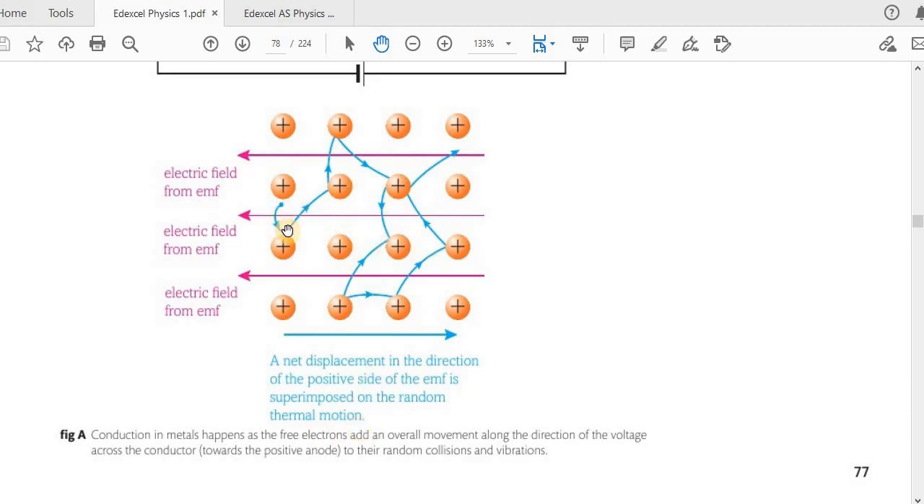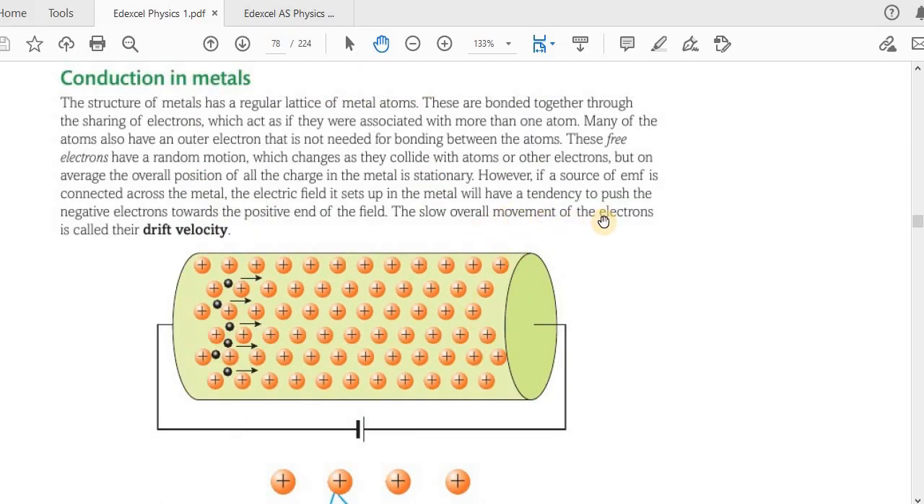Now see, this is the electron, it's moving here, but it is attracted to the positive side. So it doesn't go in a straight line like this, because there are other electrons and also metal ions. Even if it tries to go in a straight line, what will happen? There would be another electron here, and it will collide with that. So instead it will go that way, collide with this one that way, and eventually it will move to the right. This slow overall movement of the electrons is called their drift velocity.